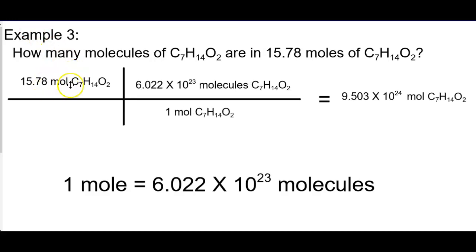I didn't show these canceling, but moles of C7H14O2 would cancel from the top and bottom, giving us the right answer. Multiply these using my EE button for my scientific number, and you get this. Again, I would encourage you to try all these on your calculator to make sure you know how to use your calculator properly. Yes, sometimes the caret key will work, but most of the time it won't, so please avoid the caret key.